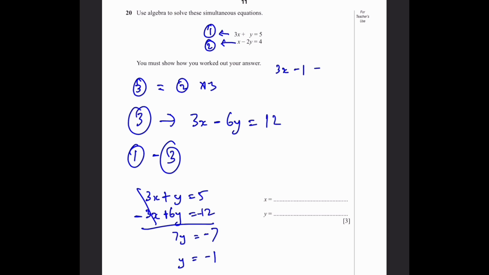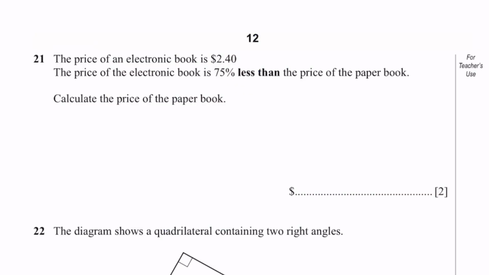3x minus 1 is equal to 5 by substituting y equals minus 1 into equation 1. So 3x minus 1 equals 5. 3x equals 6, and therefore x is equal to 6 by 3, which is 2. And that's the answer.